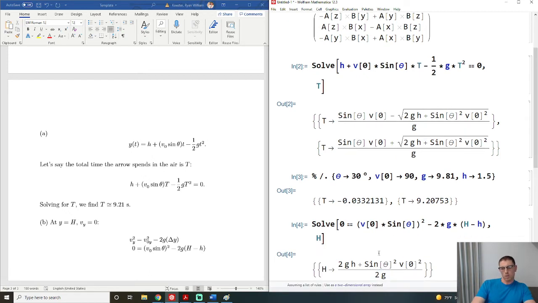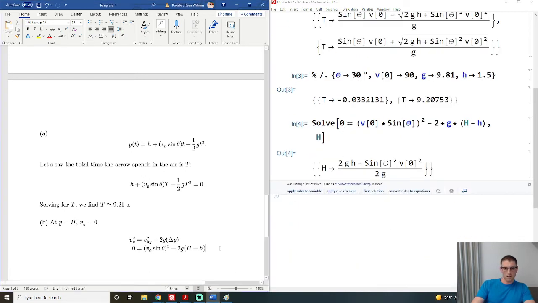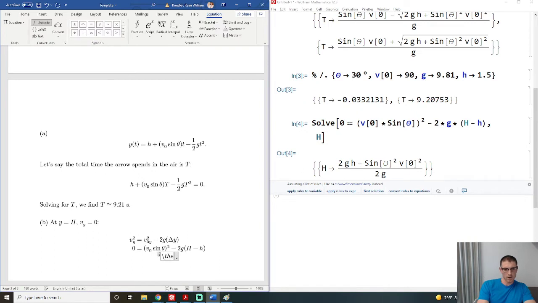So this is what we would find. After doing the algebra, we would find that big H is given by v naught squared sine squared theta plus 2g little h, all over 2g. This is our answer.